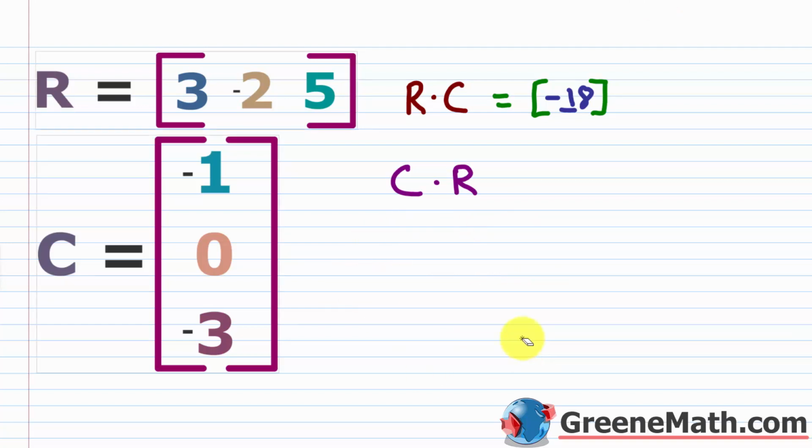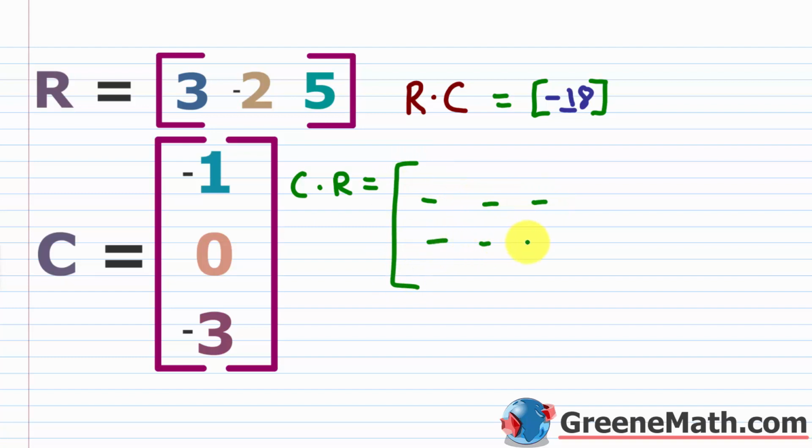So let's erase this. And let me slide this down a little bit. So we have C times R here, and this is going to be a 3 by 3. So I always write this out first. Now, here's where it gets a little bit tricky, okay? I want to write this out so you understand what's going on. This is row 1, this is row 2, this is row 3. This is column 1, column 2, and column 3, okay?